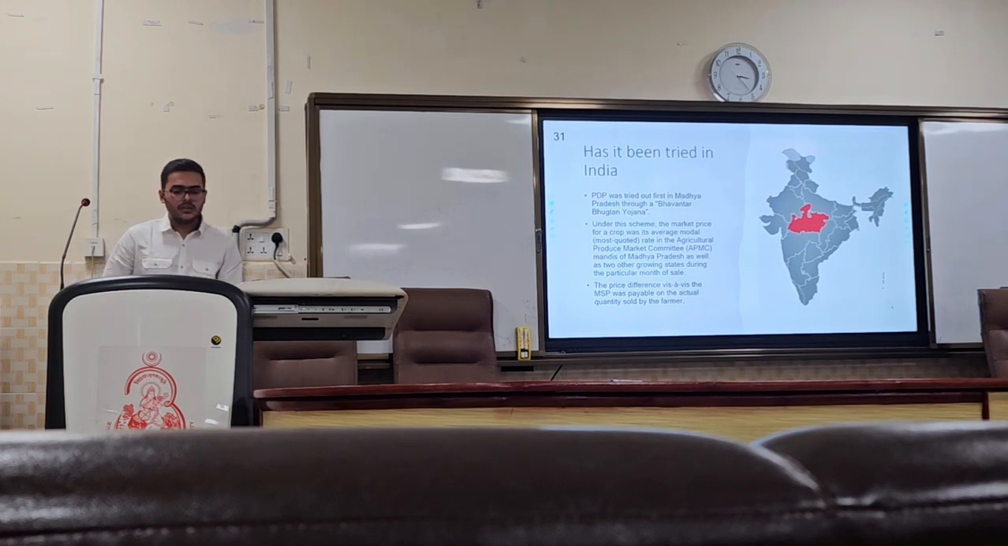PDP was tried out first in Madhya Pradesh through the Bhavantar Bhugtan Yojana. Under this scheme, the market price of a crop was its average modal, most quoted rate in the APMC Mandi, and the prices of two neighboring states were also considered while setting the market price. The price difference vis-a-vis the MSP was payable on the actual quantity sold by the farmer.